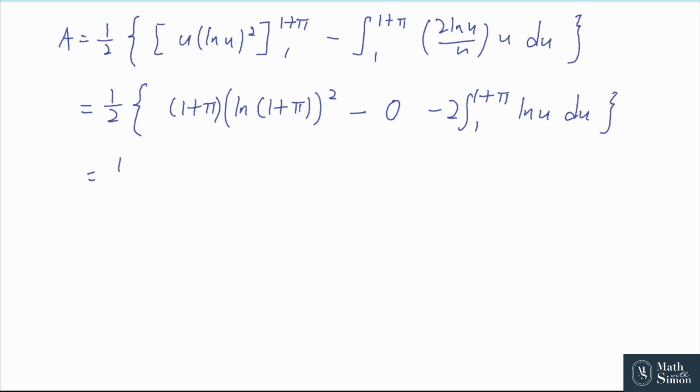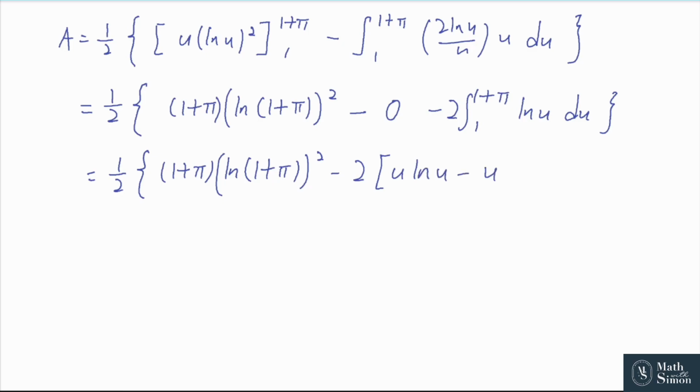So we have half, this is 1 plus pi. Everything is as usual here. Put more brackets for that. To integrate ln u, you can use integration by parts again, but if some of us are already familiar with the result in our head, we can just use that right away. Integrating ln u gives us u ln u minus u.